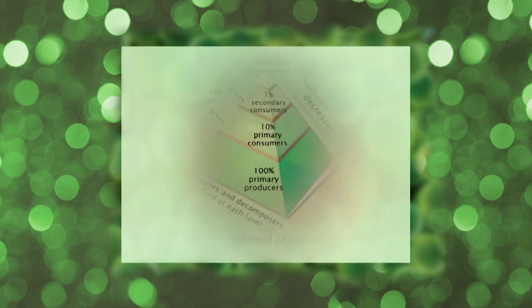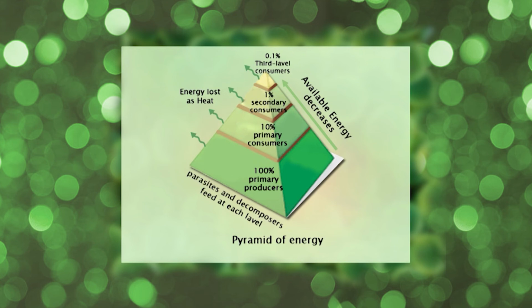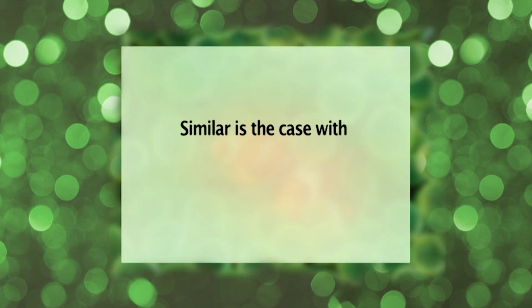For instance, in terrestrial ecosystem, the quantity of energy trapped by green plants in an area is highest and consequently decreases while moving from herbivores through secondary consumers to the top carnivores, forming an upright pyramid. And similar is the case with aquatic ecosystems.